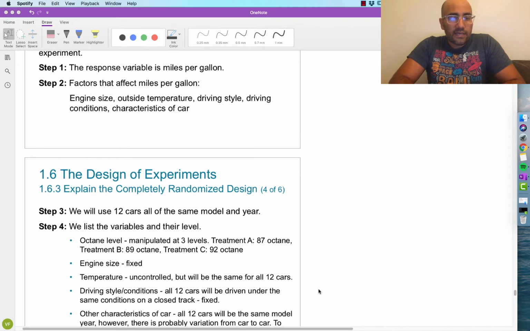Okay, so let's say we get 12 cars, all of the same model in the same year, so they're as close to being identical as possible. Though even then they're not identical, right? There's always going to be slight differences from one car to another as they're being manufactured. There's always going to be slight differences in the vehicles.